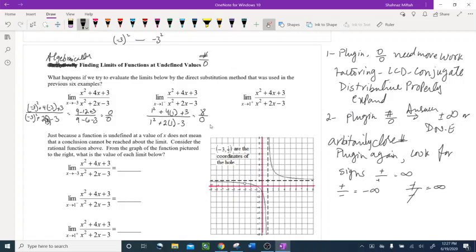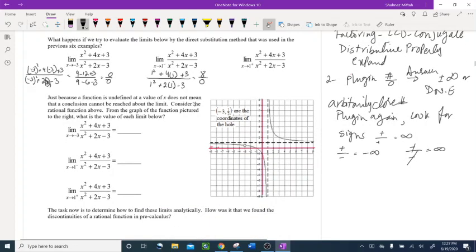So this is what it is. We got undefined, and this is the one we're talking about today. So let's answer this question using a graph.